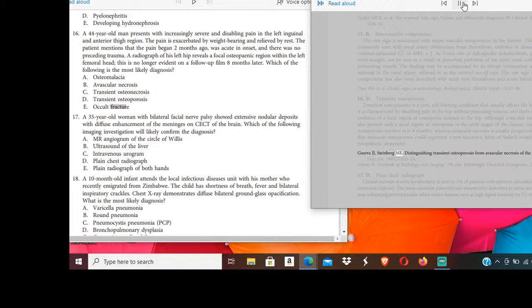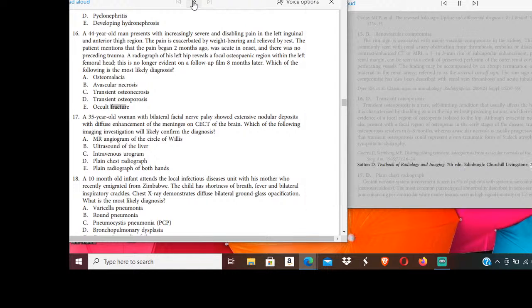Guerra JJ, Steinberg ME. Distinguishing transient osteoporosis from avascular necrosis of the hip. J Bone Joint Surg Am 1995, 77:616-24. Sutton D. Textbook of Radiology and Imaging. 7th ed. Edinburgh, Churchill Livingstone, 2003.